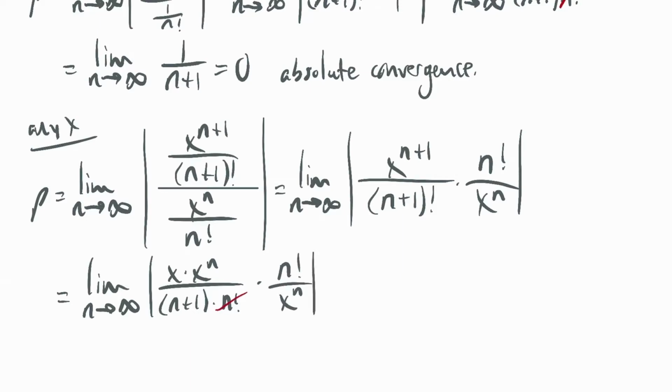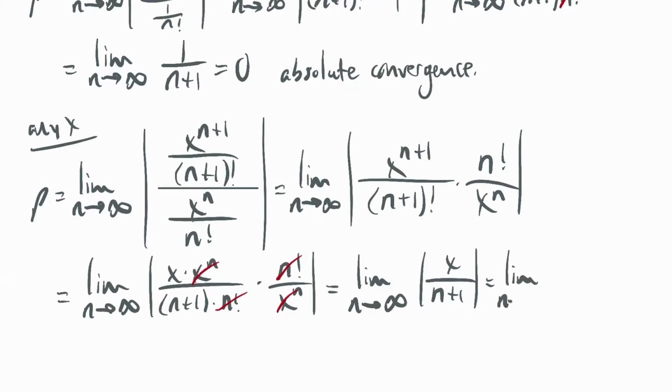I get some cancellation. The n factorials go away. The x to the n's go away. So this equals the limit as n goes to infinity of the absolute value of x over n plus 1. Now, n plus 1 is always positive, so I can rewrite this as the limit as n goes to infinity of the absolute value of x over n plus 1. And notice the active variable of the limit is n. So the limit sees x as being a number, not a variable. So this can move out in front of the limit.